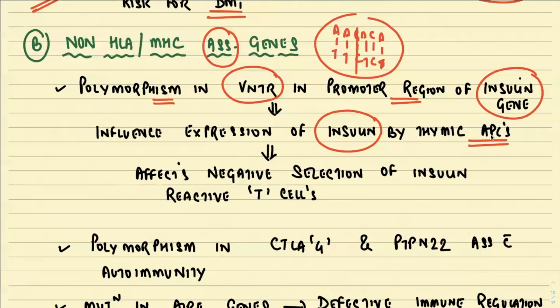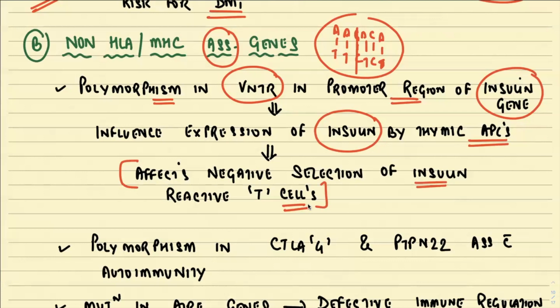But if this insulin expression is not done by the APCs to the T cell, then the T cell will not know that this insulin is for our body. So this polymorphism in the VNTR region can affect the negative selection or elimination of the insulin reactive T cells. Understand? I know this is a little bit difficult to understand. I'm trying my best to make you understand.